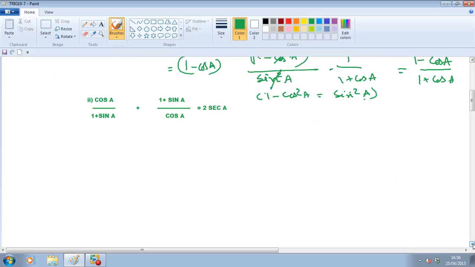So the next problem, see, we have to take care of the numerator or denominator. The denominator, try to make it a single factor so that we can get the answer easily.